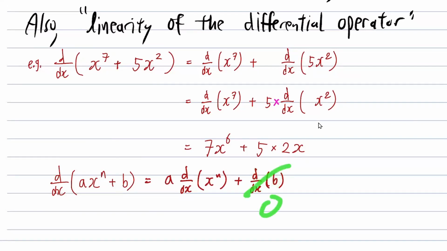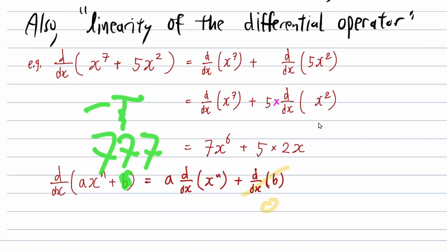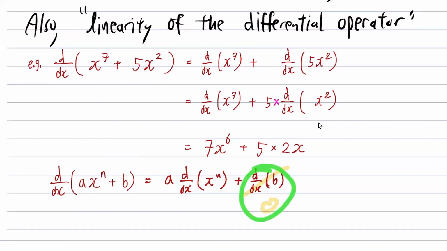Differentiating a constant gives 0, by the way. Let me just write it. It can be any constant. It doesn't have to be b. b can be 7, 77, 777, or any negative number. Negative pi over e, doesn't matter. It's just a number. Differentiate a constant, you get a 0.